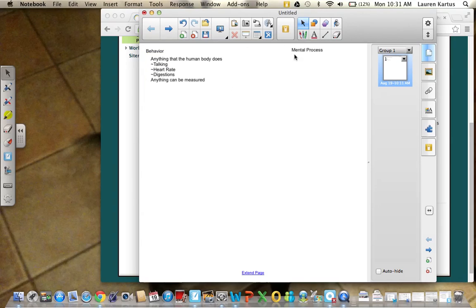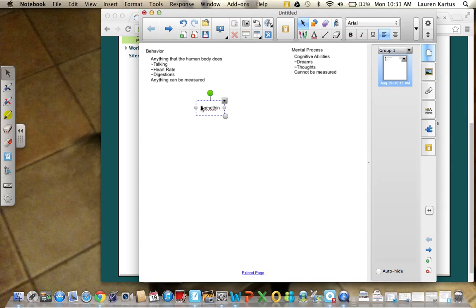Mental process is kind of the opposite. It's your cognitive abilities. So examples of this would be your dreams or things that you think about, thoughts. These cannot be measured. So, like, if you're thinking a certain thought, there's no way that we can get inside your brain and see what you're thinking about.